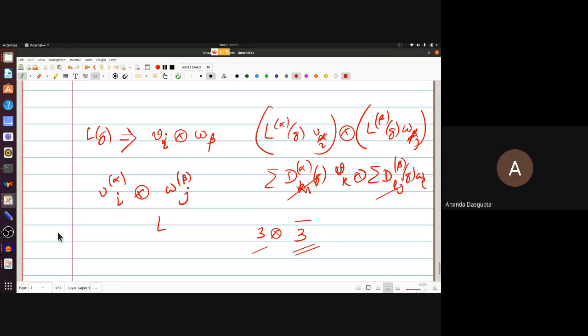And we have already seen this for SU2, right? For SU2, can anybody tell me what this will be? You all know this answer, right? From quantum mechanics. What is 3 cross 3 in SU2? You may not have done this in this language, but you should be able to do it now.